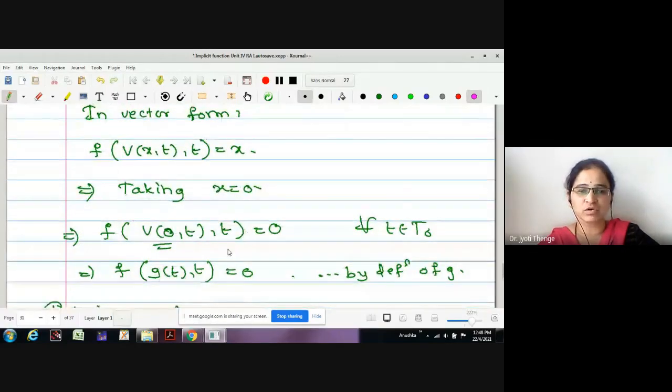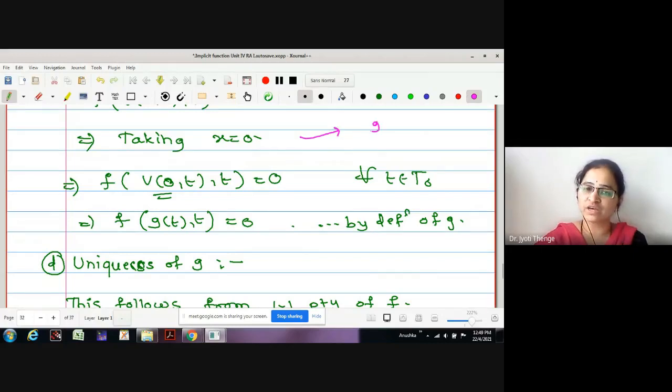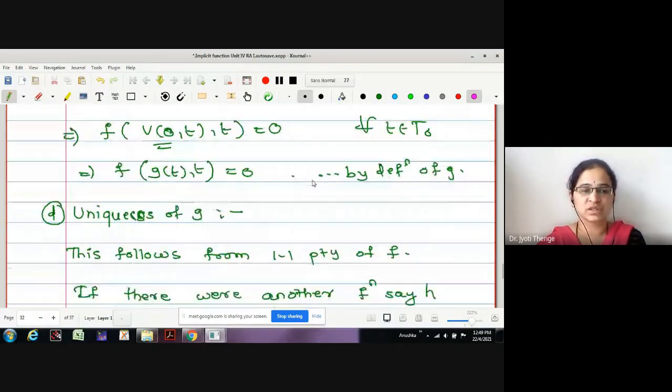Let us put x equal to 0, it gives you f(v(0, t), t) is equal to 0. The reason behind putting x equal to 0 is because g(t) we have already defined as v(0, t). Therefore, we have kept x equal to 0, which proves the third point.